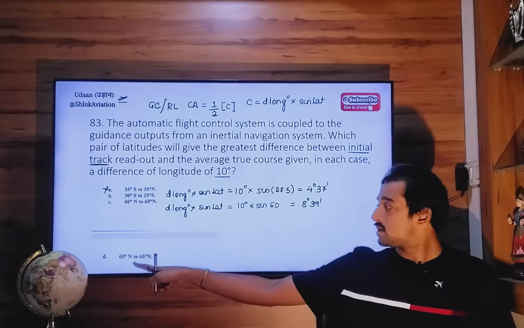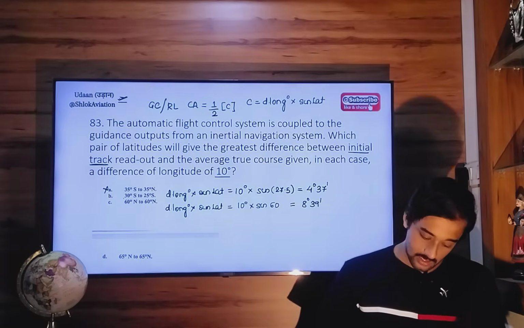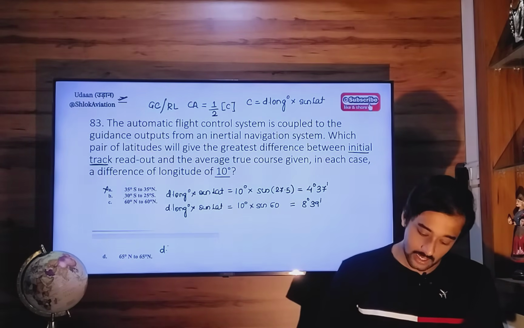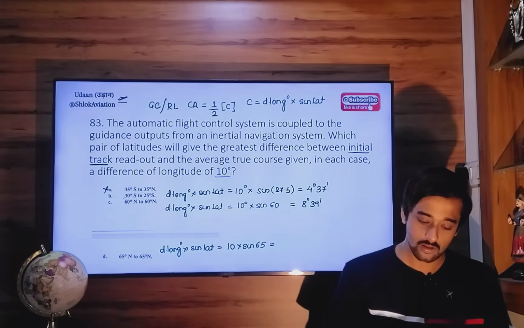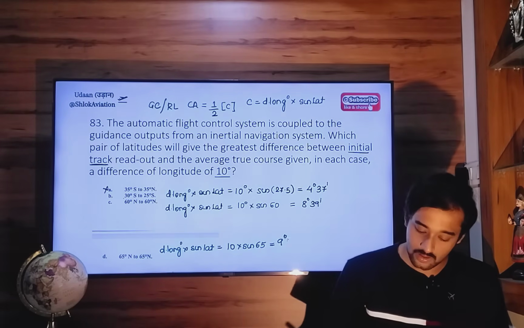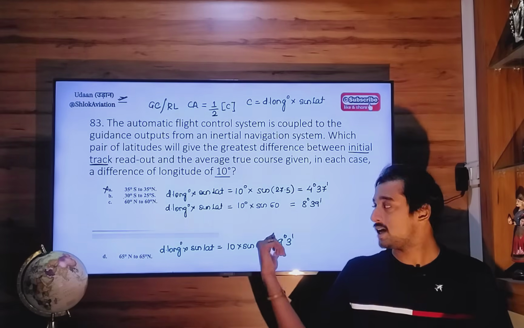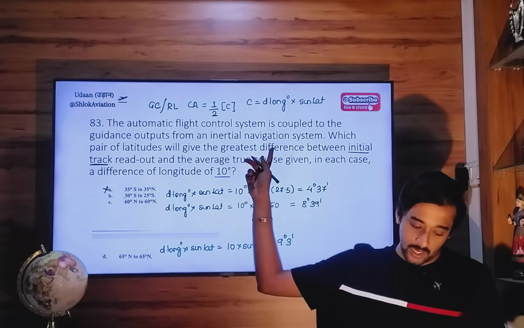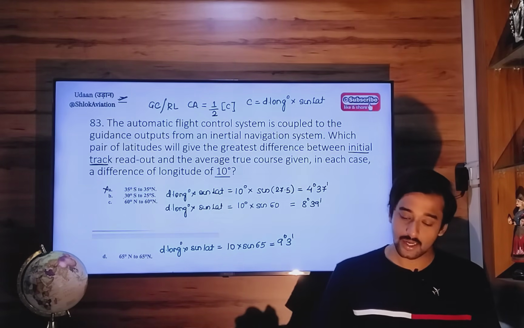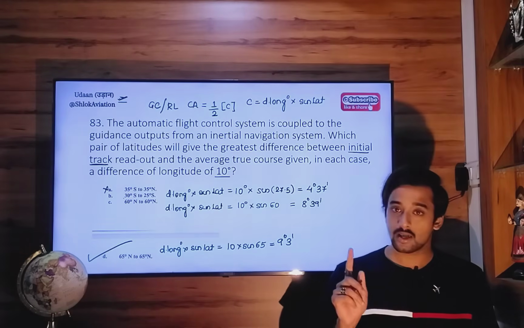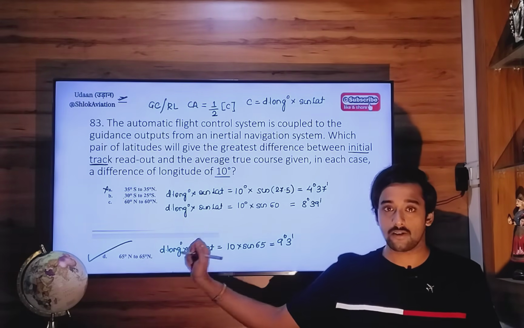Next option, delta: 65 north and 65 north. So d long in degrees into sine lat. So 10 into sine 65 is 9 degrees 3 minutes. So the biggest value here is 9 degrees 3 minutes. So the answer to which pair of latitudes will give the greatest difference between initial track readout and the average track is option delta, the pair of latitudes 65 degrees north, 65 degrees north.